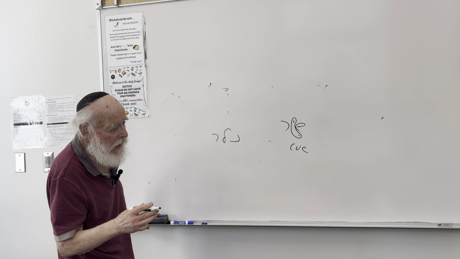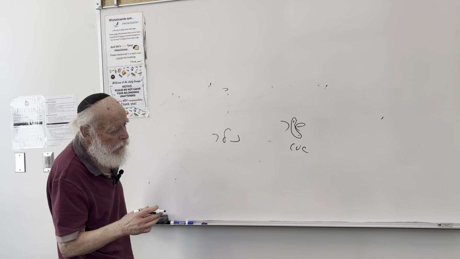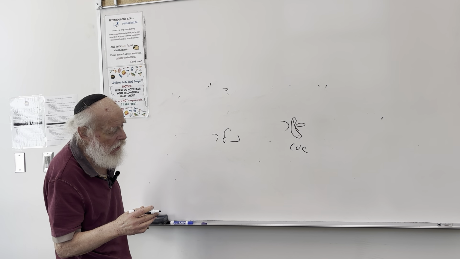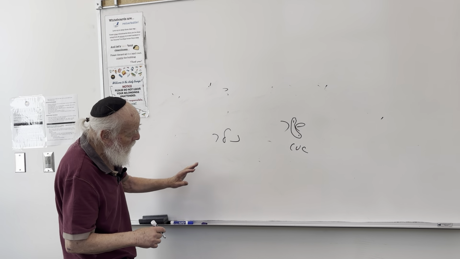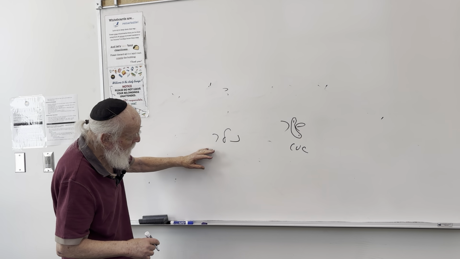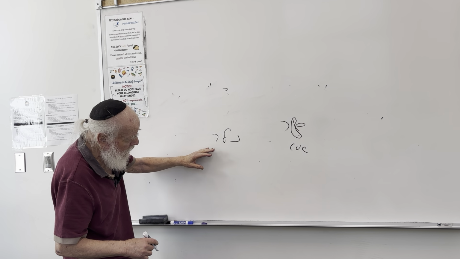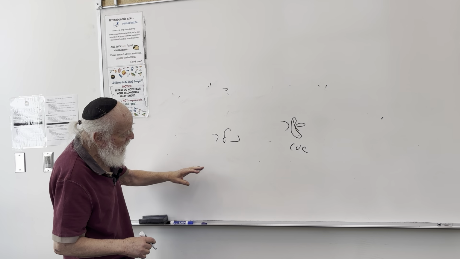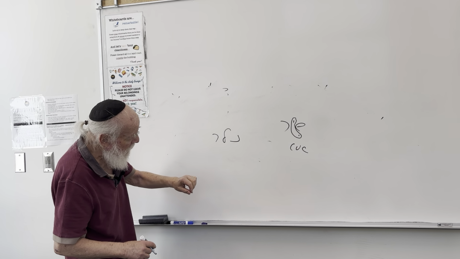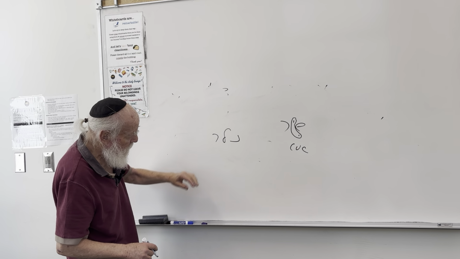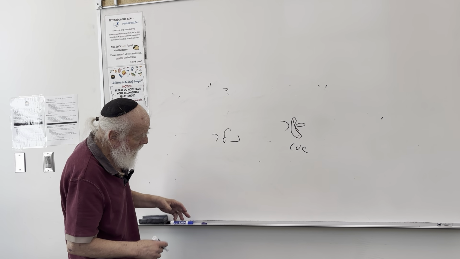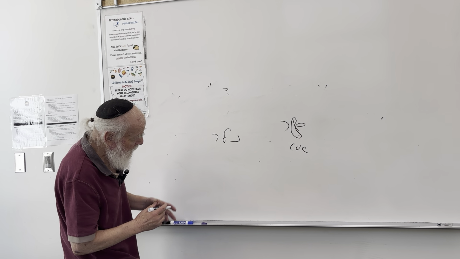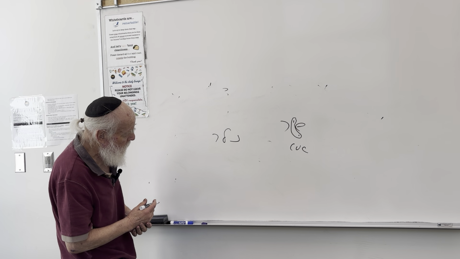Lamed, nun. I don't know. That could be the reason. As far as the three liquids are concerned, the resh has another distinguished quality to it. It is one of the five letters for our purposes that cannot be doubled. Otherwise, you treat the nun, the lamed, like a regular consonant. They're not laryngeal letters, etc.